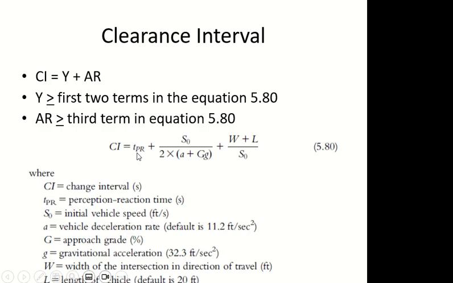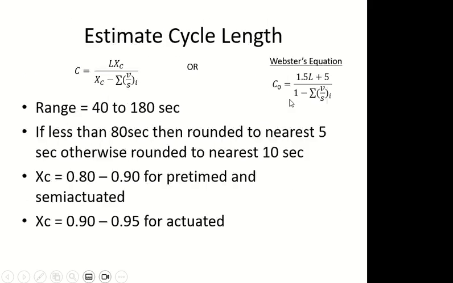Perception reaction time for stopping sight distance is normally 2.5 seconds. You have used it in the highway engineering course as well as in the traffic engineering course. What else do we need? We need L, the length of the car. A standard car has a length of 20 feet. So in this equation, TPR is standard, A is standard, small g is standard, capital G is 0 because of level terrain, and S is given.